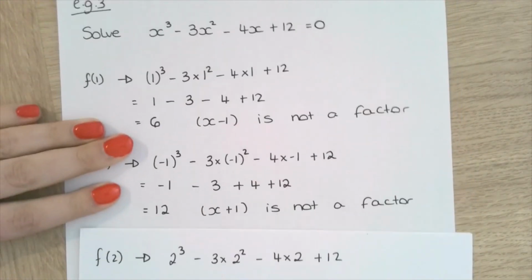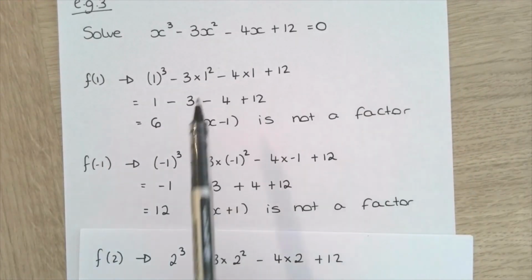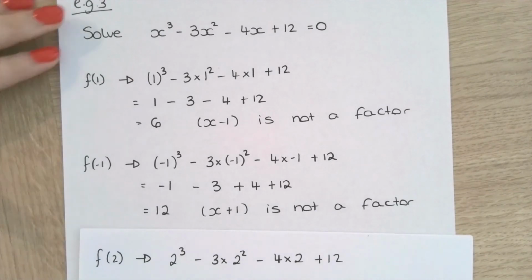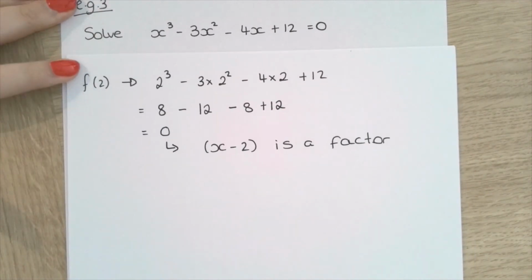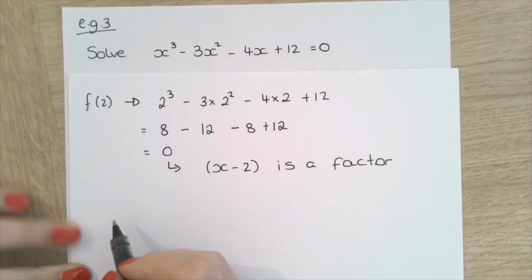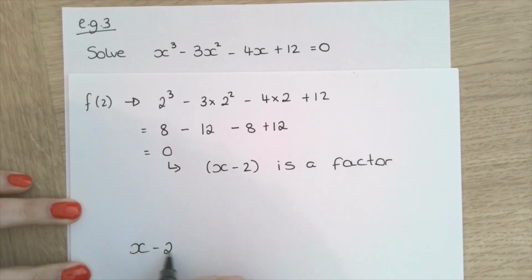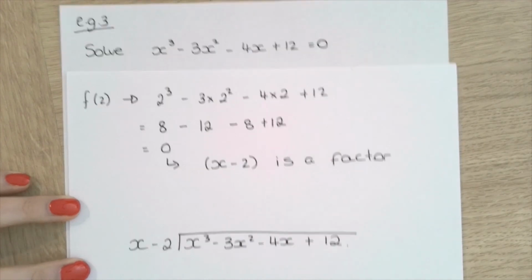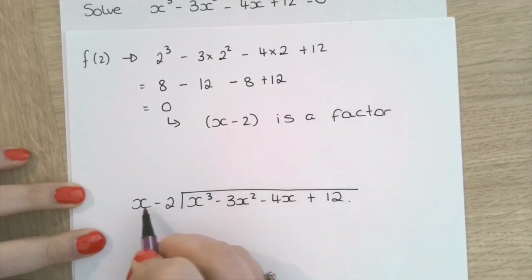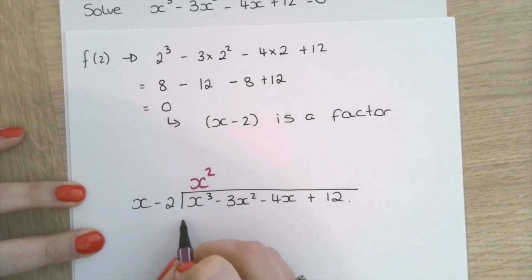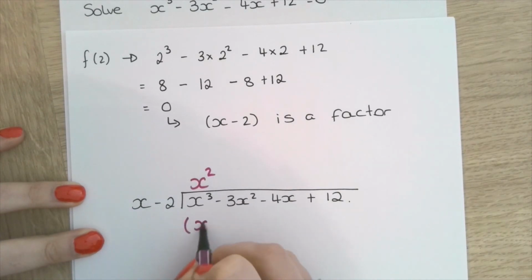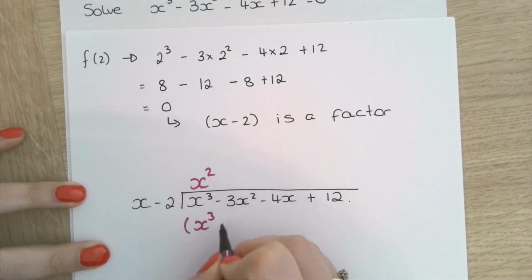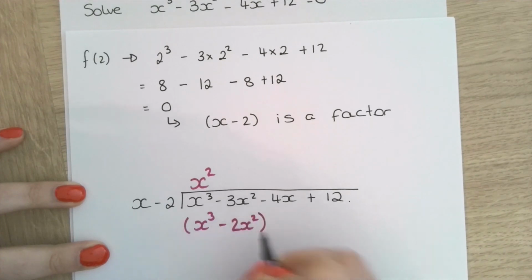So remembering we were looking for a factor to divide this by to be able to factorise it fully. So now I can do x minus 2 into x cubed minus 3x squared minus 4x plus 12. And to divide this, x cubed divided by x is x squared. I'm going to whiz through this. x squared times x gets me x cubed. x squared times -2 is -2x squared.